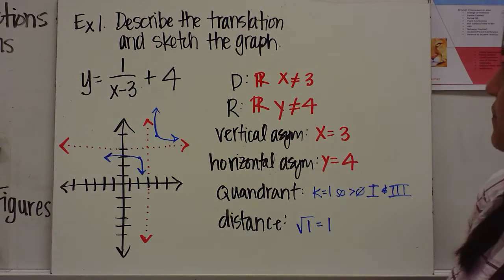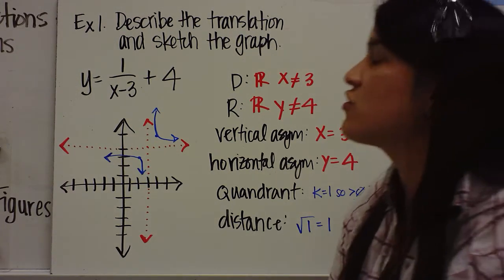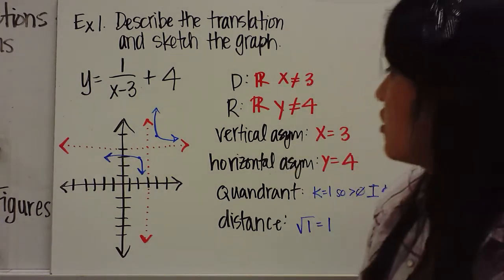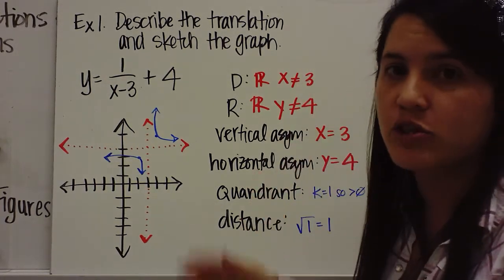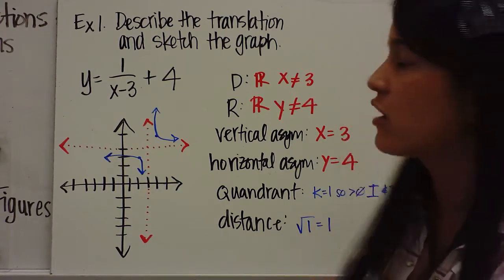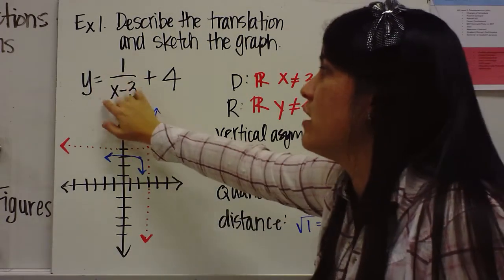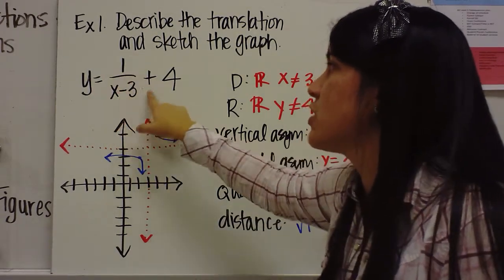Alright, get this down. Describe the translation, and then we're going to sketch the graph. So I've done this one completely for you. I'm just going to go through it with you and talk about it. Here's the function, y equals 1 over x minus 3 plus 4.